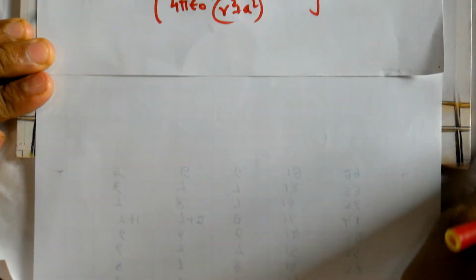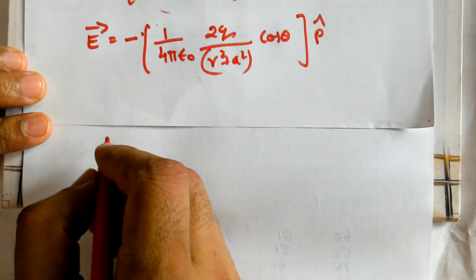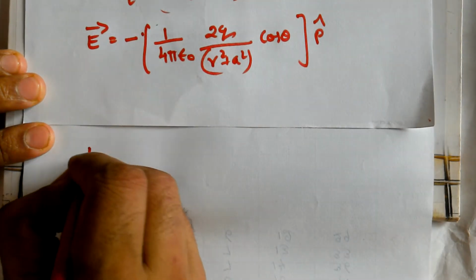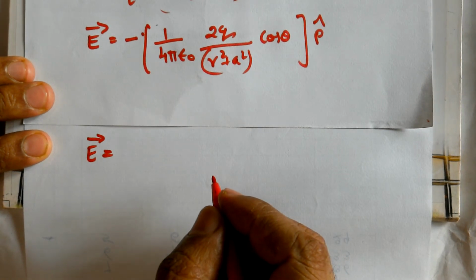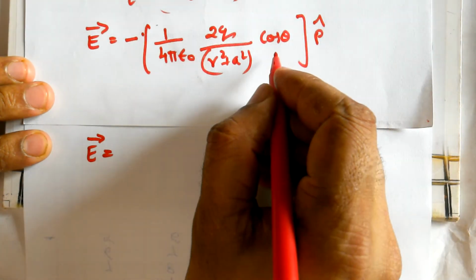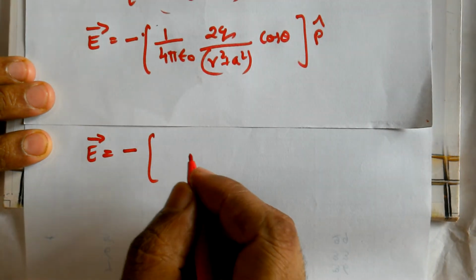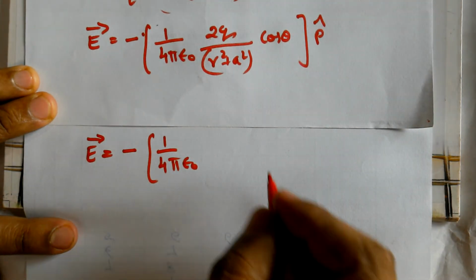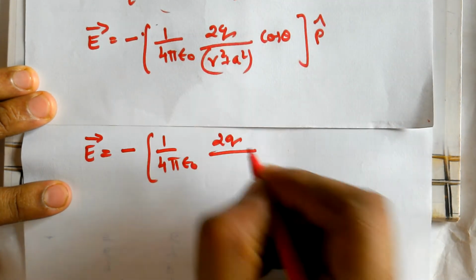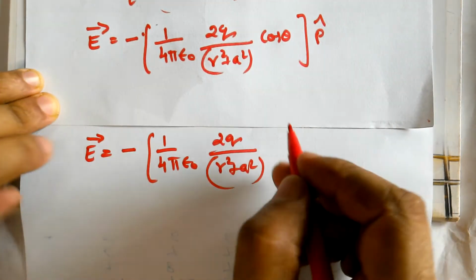Right. Now, what is the electric field at the point P on the equatorial line? E is equal to, okay, we will substitute for cos theta now, minus 1 by 4 pi epsilon naught 2q divided by r square plus a square, then cos theta.